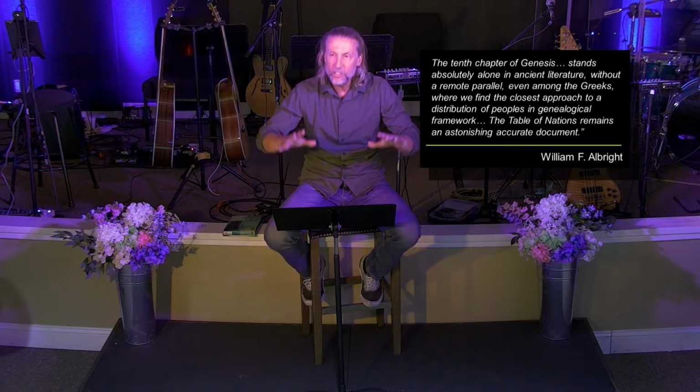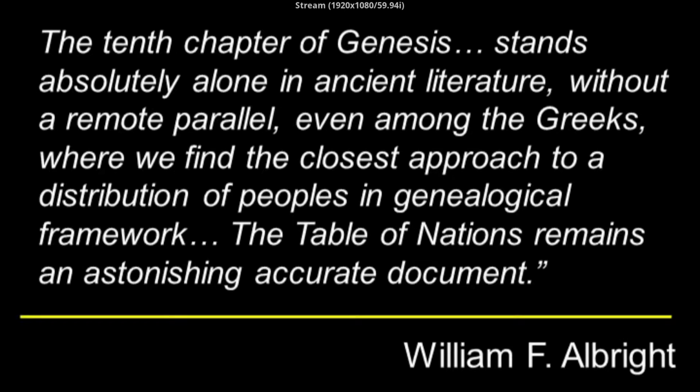And while chapter 10 might feel to us a little bit like a throwaway section, a bunch of names that we can't pronounce, one scholar named William F. Albright says this. He says the 10th chapter of Genesis stands absolutely alone in ancient literature. No other ancient culture has something that is even remotely close to this. He says, without a remote parallel, even among the Greeks, where we find the closest approach to a distribution of peoples in genealogical framework. The Table of Nations, as this is often called, remains an astounding, accurate document.